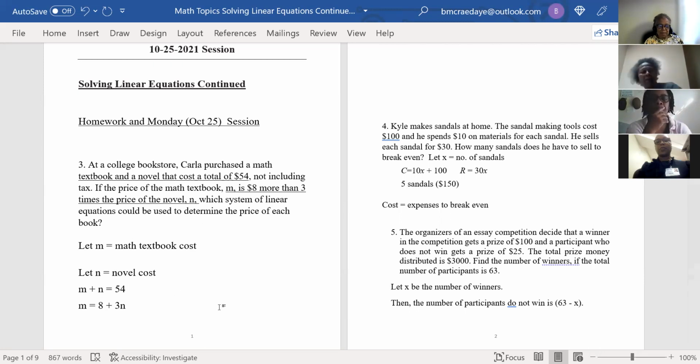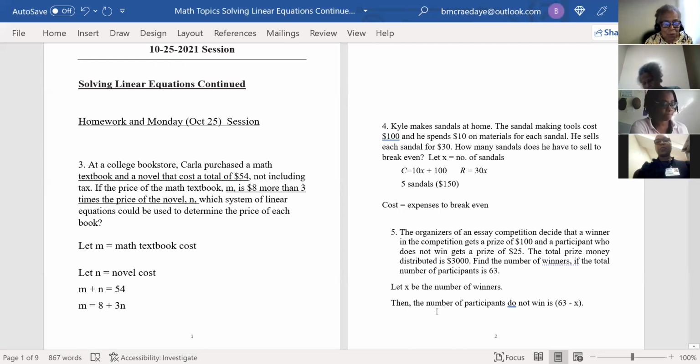And that's a thing about word problems. You translate the words into the math using the mathematical operations: equal, plus, minus, division, or multiplication. All right. Now, let's go to number 4.